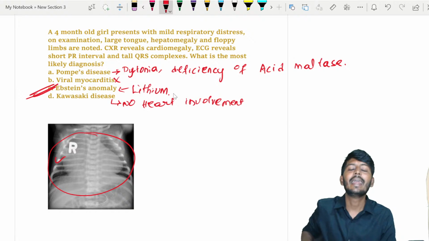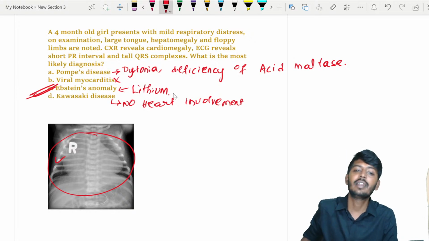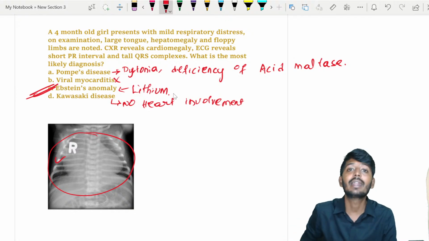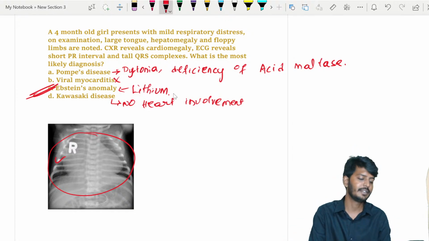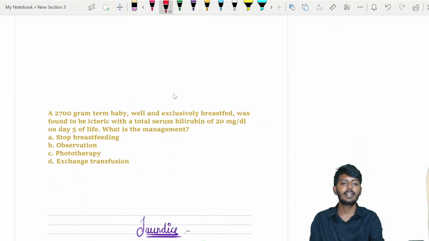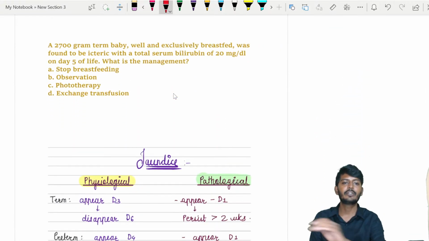They can also give a bipolar disease female who was on treatment, who gives birth to a baby with this type of symptom. What is the possible cause for this? That time also the answer is going to be lithium. Okay, so that is the question of your lithium. Let's go to the next one.